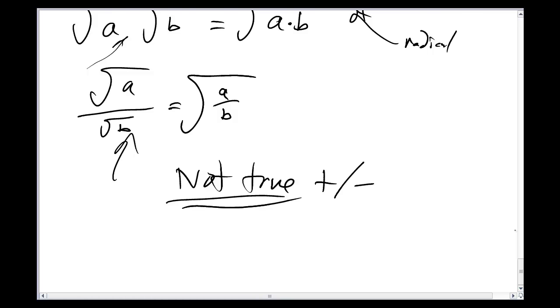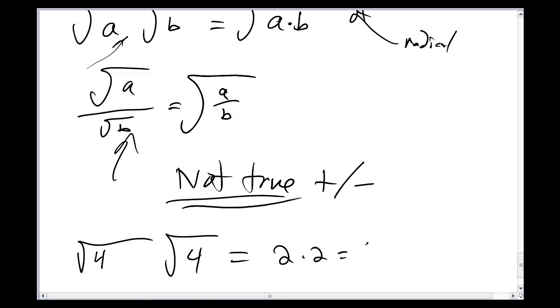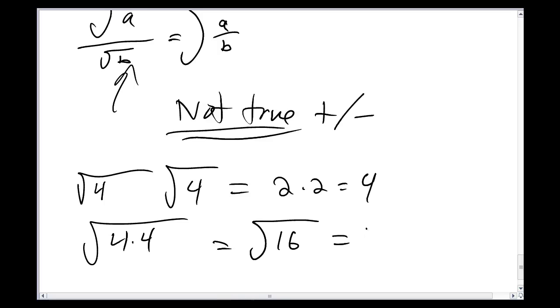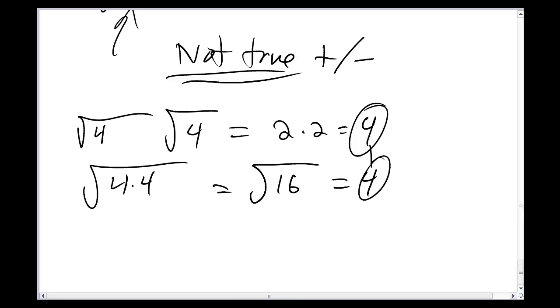Let's look at an example of these things. If I've got the square root of 4 times the square root of 4, we know this is really just 2 times 2, which is 4. If I use my rule, that tells me it's the same thing as the square root of 4 times 4, which is the square root of 16. I know that's 4. They match up here in this way.